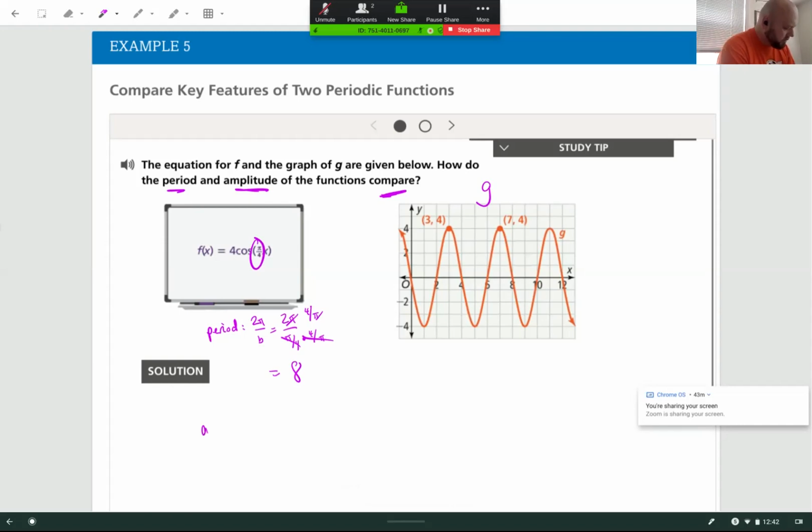The amplitude is the a value out in front. It's 4.